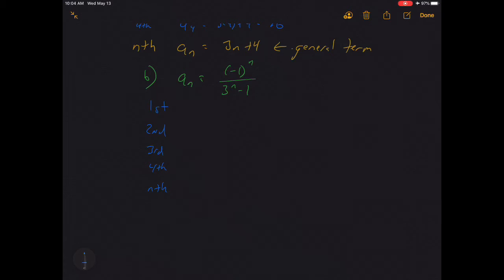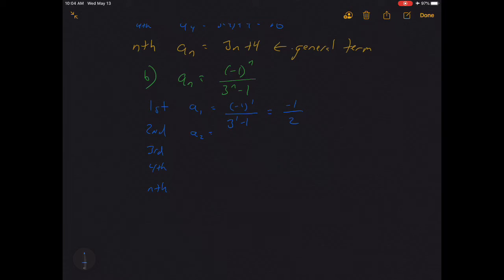Okay, so the first term is when I plug 1 in for n. So we're going to have negative 1 raised to the first power over 3 to the first power minus 1. And then we'll go ahead and simplify that. Negative 1 raised to the first is still negative 1. 3 to the first on the bottom is 3, minus 1 is 2. So we get negative 1/2 out of that.